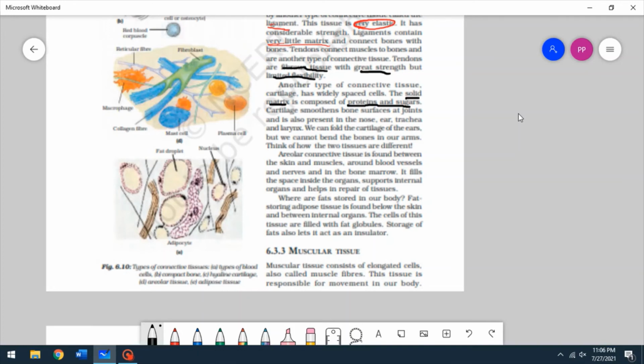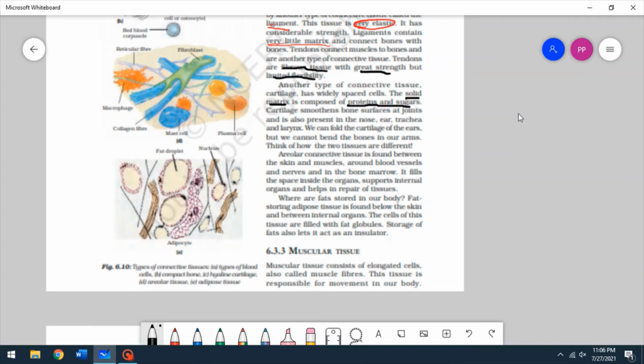Similarly, touch the tips of your ear and apply gentle force. You will also see that your ear is moving to a certain extent. That is also because of the presence of cartilage. So we can fold the cartilage of the ears, but we cannot bend the bones in our arms. If you apply the same gentle force to your arms, they are not going to go inside, right? That is because arms have bones, and ears and the nose have cartilage.